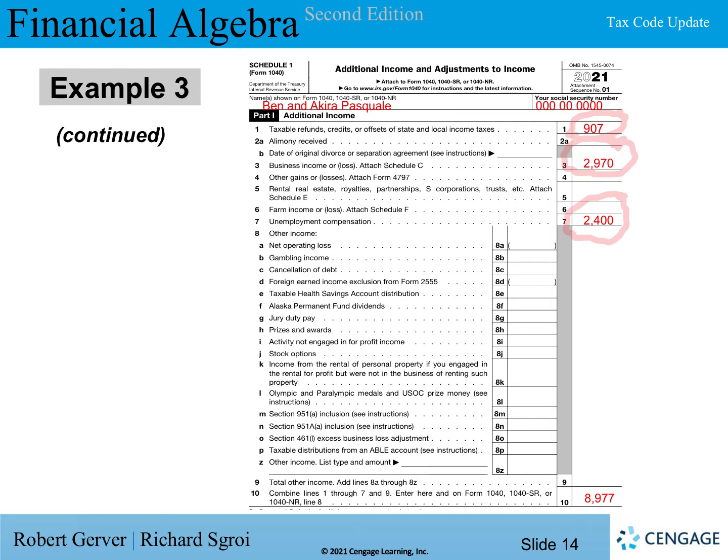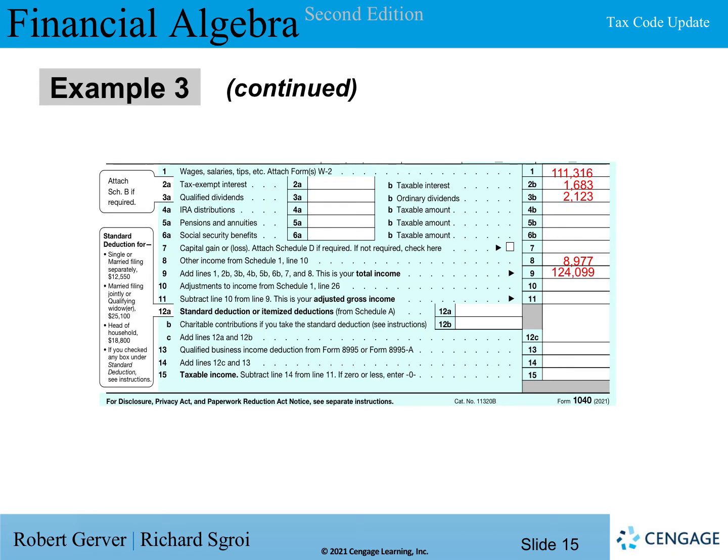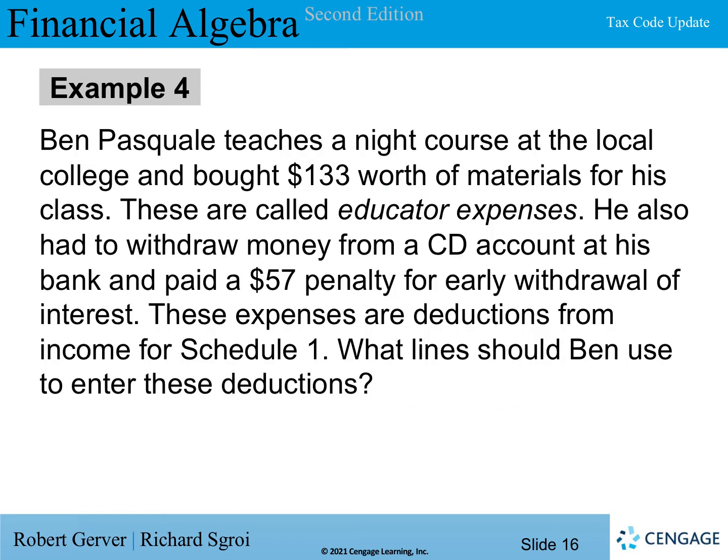This was all the additional information that was provided for them. Then they added all these numbers up at the bottom, down here on line 10, and that shows $8,977 of additional income. Now they carried this amount over to Form 1040, and in this case it was line 8. They added it there, and then they added it up, so their total income now is $124,099.